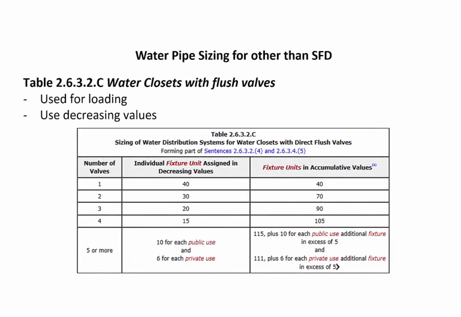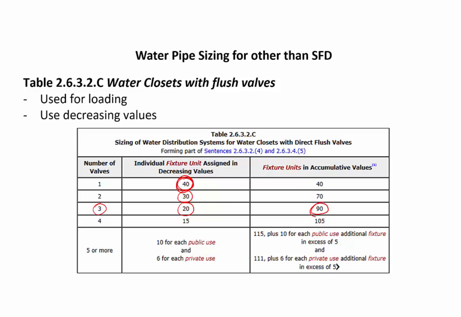Okay, so for water closets, we have a similar table, direct flush valve water closets, that is. First direct flush valve water closet, always 40. So this table is used the same way. For example, if we had 3 direct flush valve water closets on a branch, first would be 40, second is 30, the third would get 20 for a total of 90.